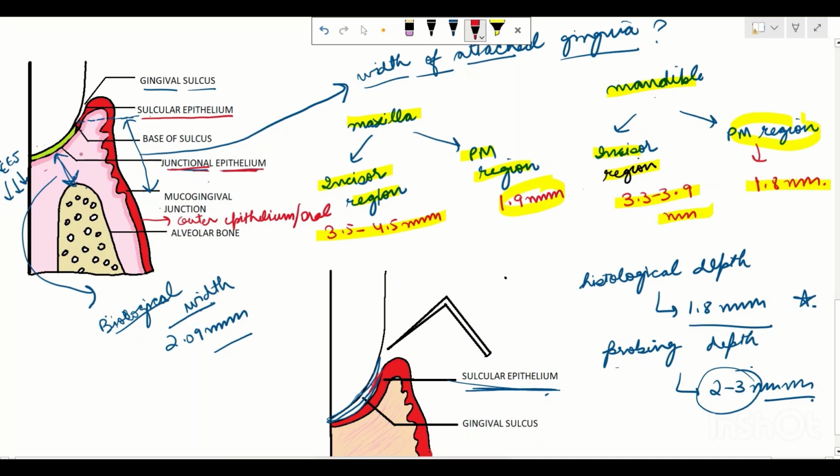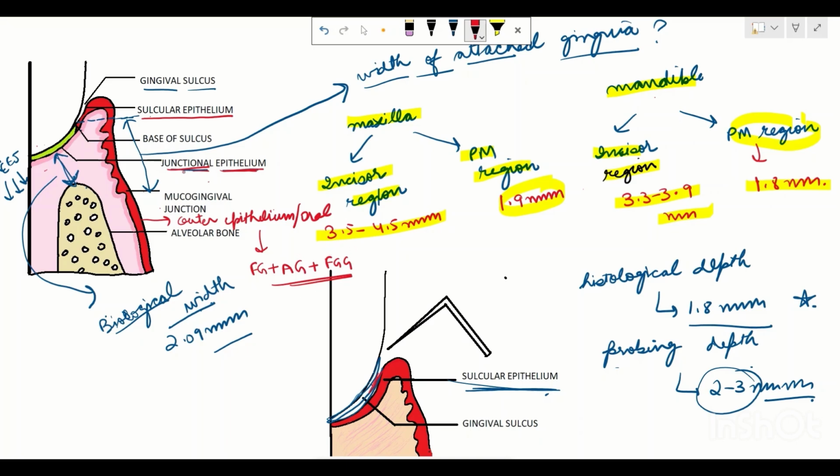The third one is the outer epithelium. This outer epithelium is formed by your free gingiva plus attached gingiva plus your free gingival groove. You see here it is the free gingiva or marginal gingiva, this is the attached gingiva, and the marginal groove here, the free gingival groove. It will be formed by all these three features.